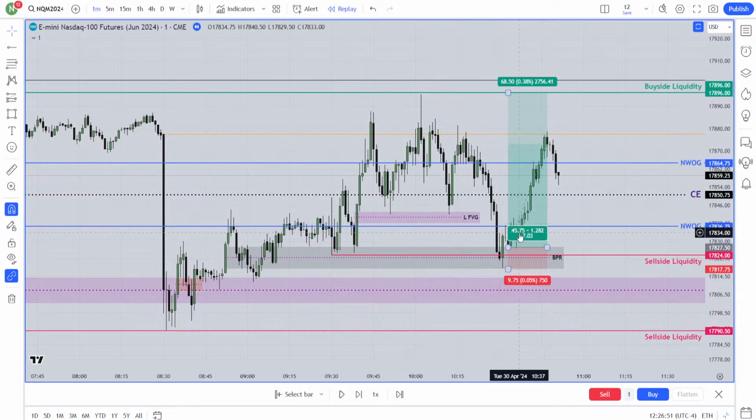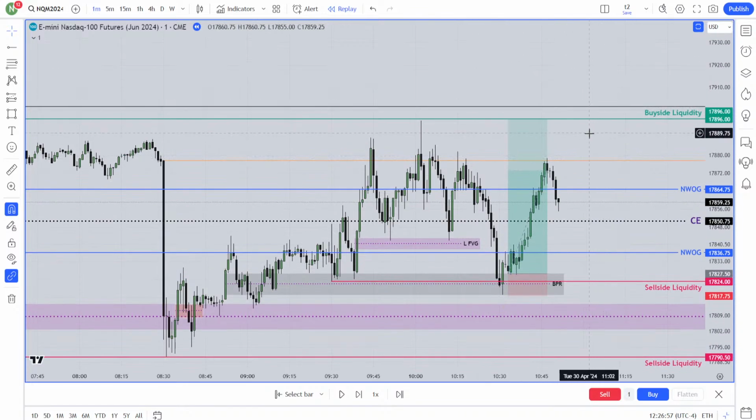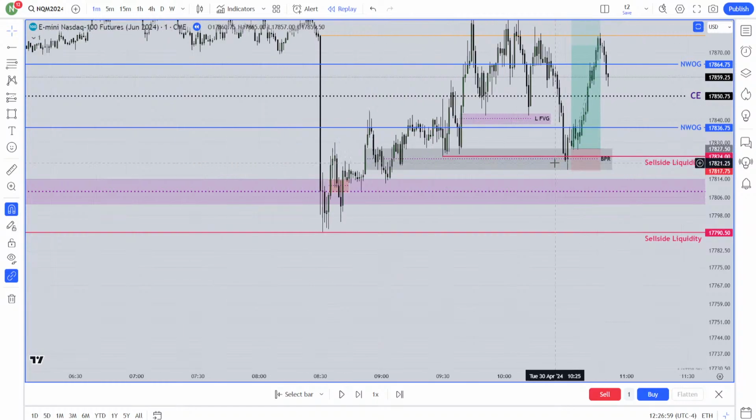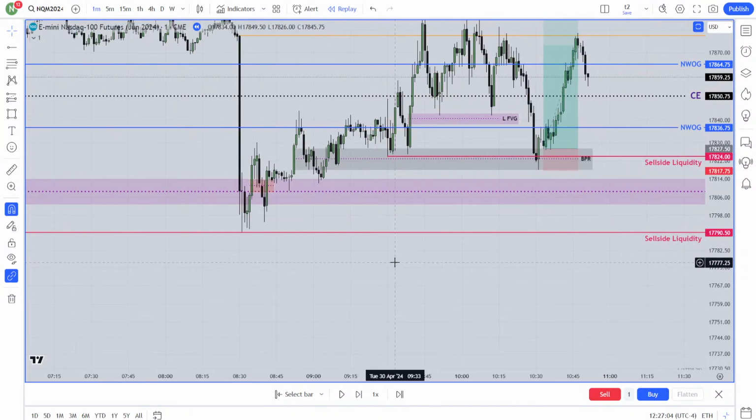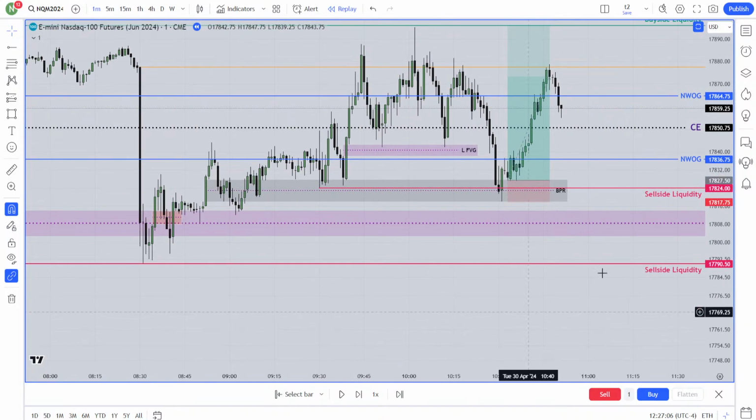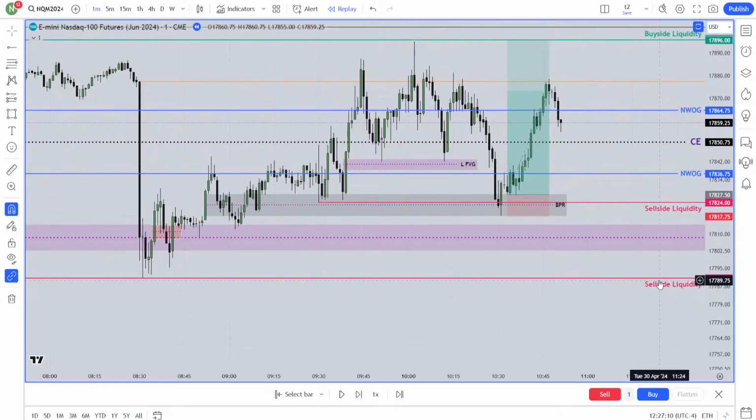Market has taken that sell side liquidity, so it should go for that buy side liquidity. That should be my expectation around that area. After taking this buy side liquidity, then I will start to look for sell side liquidity. Is there any sell side liquidity? Clean sell side liquidity, obvious sell side liquidity, anything? Then I will start to look for that. Around that area, I don't need to look for this sell side liquidity.